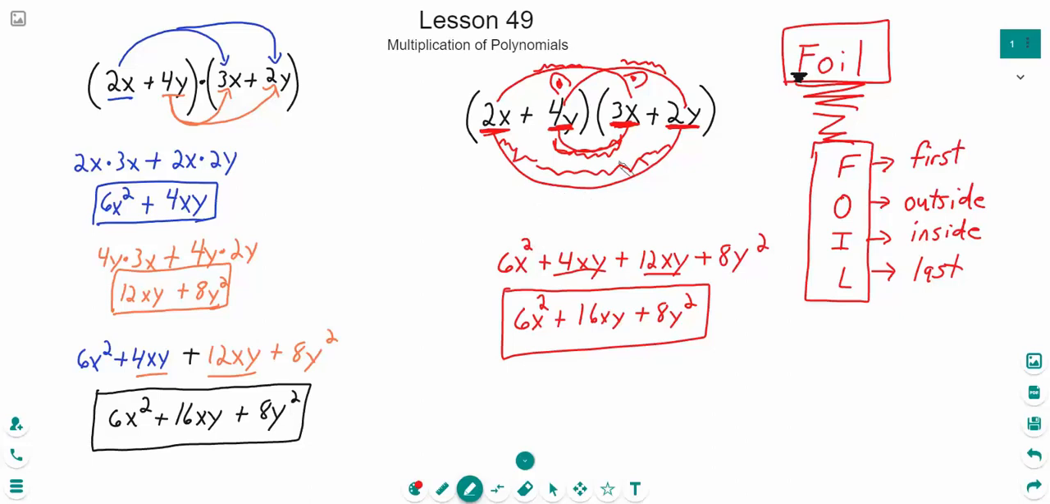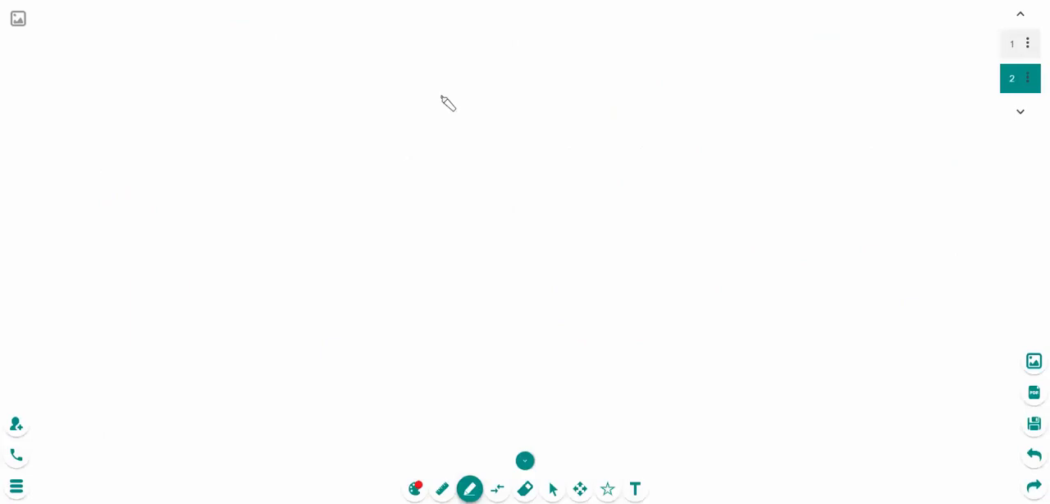But bottom line is remember the FOIL, because that'll help you solve these binomial products a lot faster than if you were to do it like we did over here and multiply every term. We're essentially doing the same thing, but we're just using this way to remember how to do it. Okay? So let's try a couple of problems here and see how you do. I'll just take a couple from the book here.